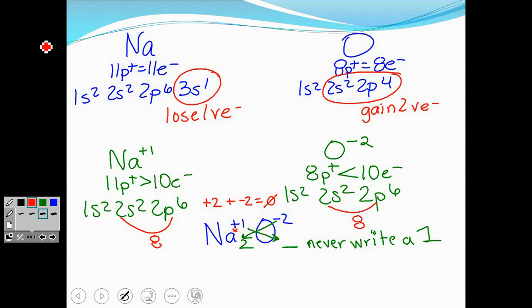It's kind of like you don't typically write 1x1 in algebra. It's the same thing here. So when we don't write 1s as subscripts, we don't write 1s when we balance equations. They're understood.